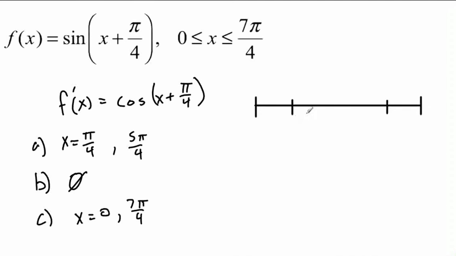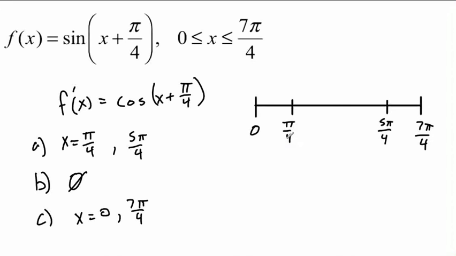So we got to check a couple places. We got to check 0, we got to check pi fourths, we got to check 5 pi fourths, and we got to check 7 pi fourths. Now, we got to check somewhere in between, and what we're doing is we're checking points within the derivative.